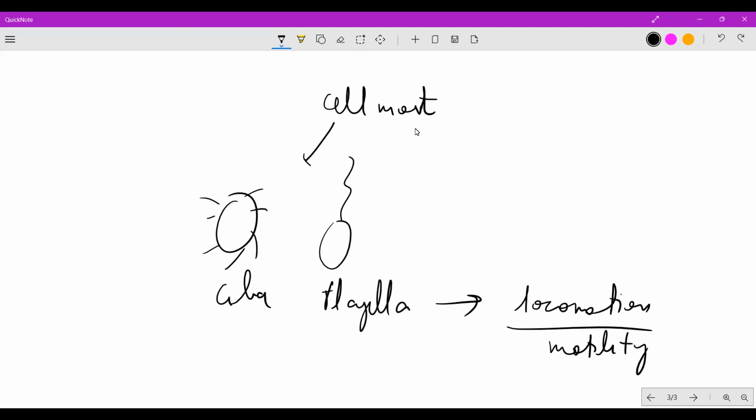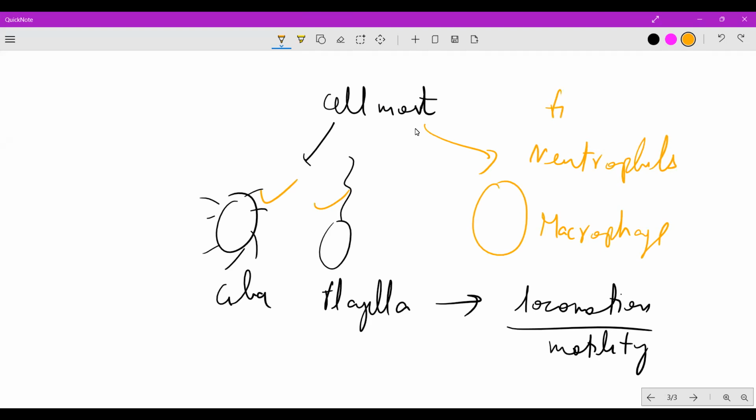But even cells which do not have cilia and flagella can move. It's not that only cells which have cilia and flagella can move. For example, we have macrophages, neutrophils, and fibroblast cells. We know all these cells show movement, but they don't have cilia and flagella. So it's not necessary that for cell movement we would always require cilia and flagella. We have cells which do not have them, but still they can move.